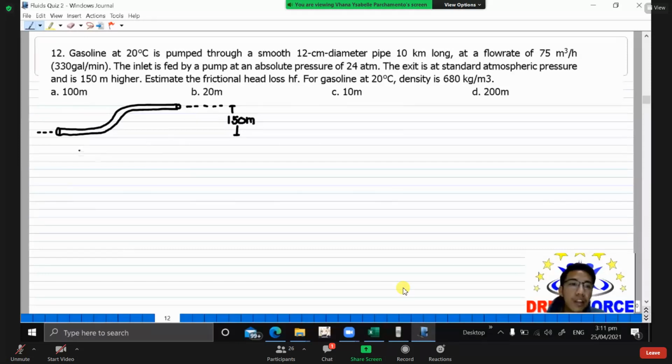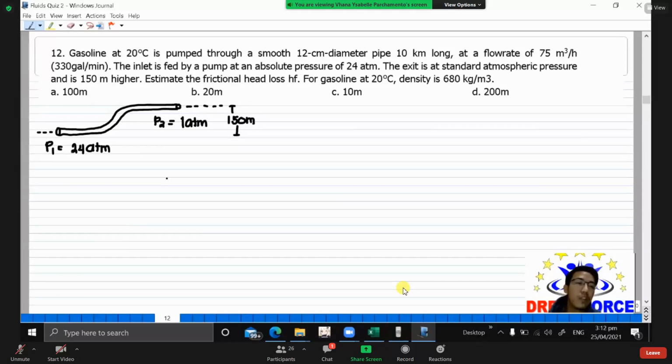Okay, ano pa yung mga given? Meron daw siyang diameter, 12 centimeters. Take note ha, yung pipe natin, kung ano yung diameter mo dito, ganun din yung diameter pagdating dito. Hindi siya nagbago. Yung length is 10 kilometers and meron siyang flow rate na given. Yung inlet daw natin is fed by a pressure. So meron kang pressure dito, sabihin ko ng P1, that is 24 atmosphere. Pagdating niya dun sa ating 150 meters height, meron siyang P2, which is at the exit. Meron daw siyang STP. Ano ulit yung STP natin? 1 atmosphere. Okay, estimate the frictional head loss.